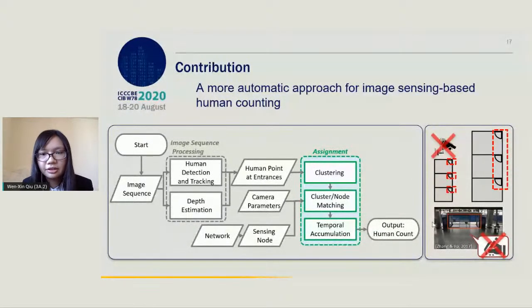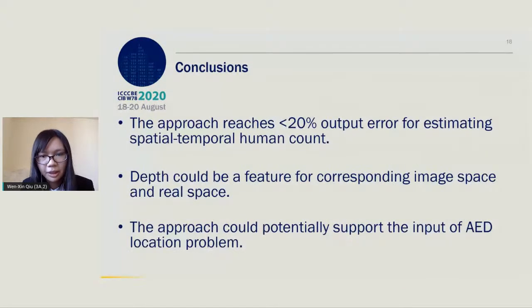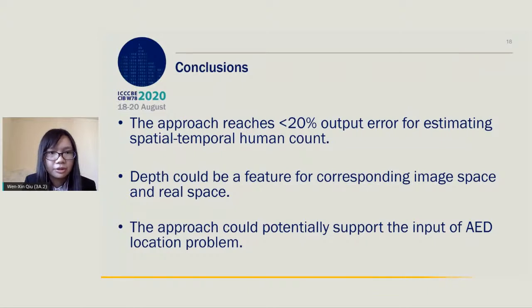In this research, we make the procedure of assigning detected humans back to the real space automatic rather than manually circling the region of interest. Also, we use one camera to surveil multiple spaces. In conclusion, our approach reaches less than 20% output error, and we found depth could be a feature for corresponding image space and the real space. Also, the approach could potentially support the input of the AD location problem to serve as a demand.